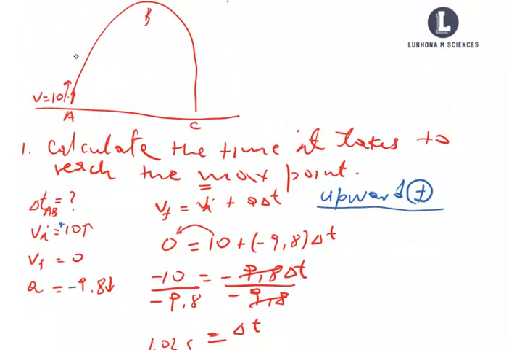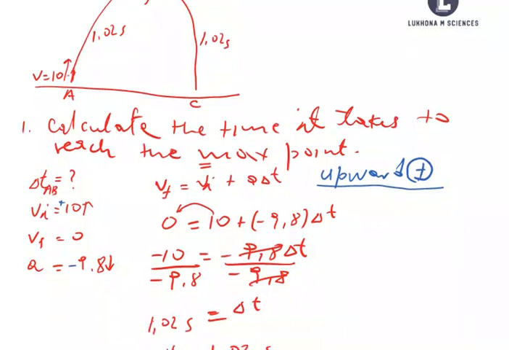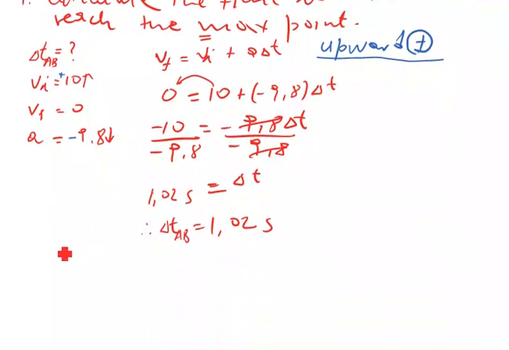From A to B, the time is 1.02 seconds, which means from B to C is also 1.02 seconds, right? So the time it takes for the ball to come back to the thrower's hand, that is delta t from A to C, is equal to 1.02 plus another 1.02. Then we get 2.04 seconds.